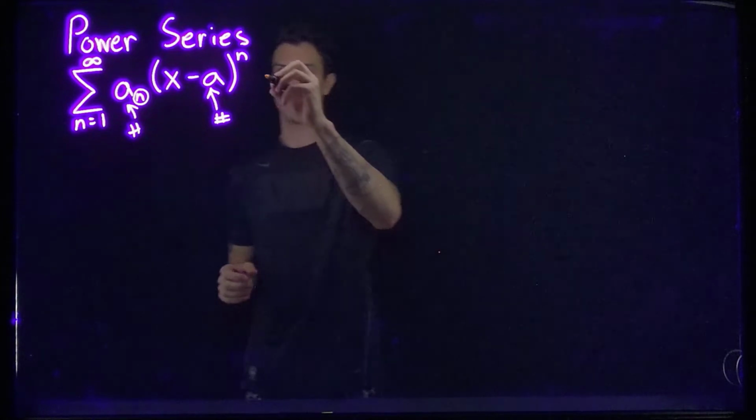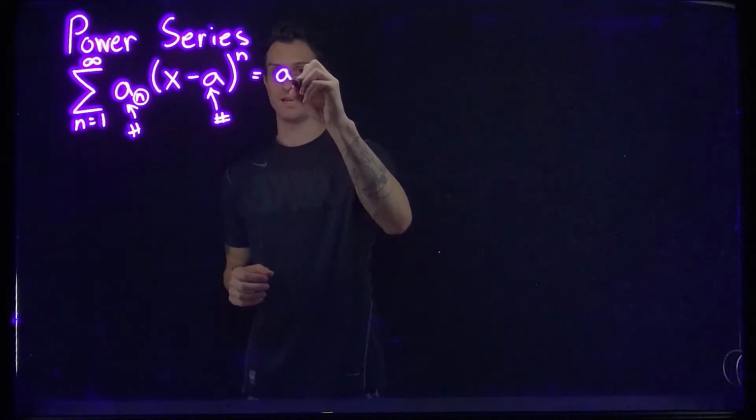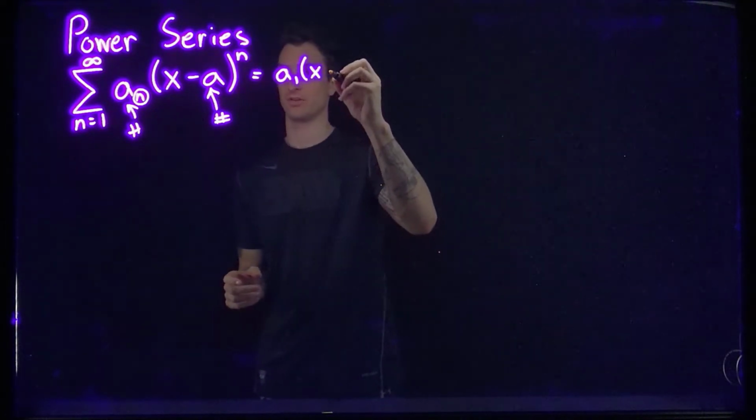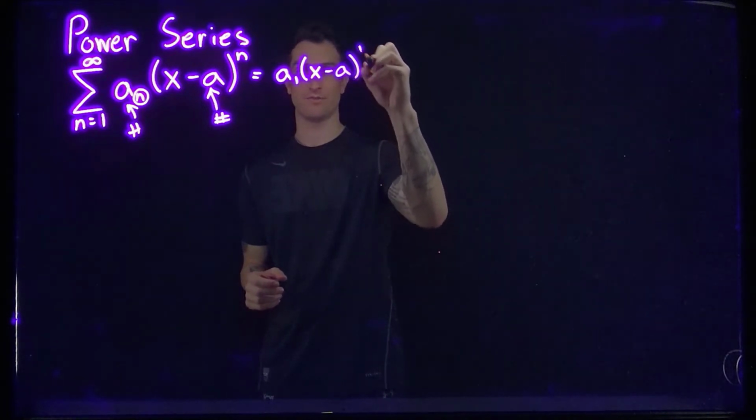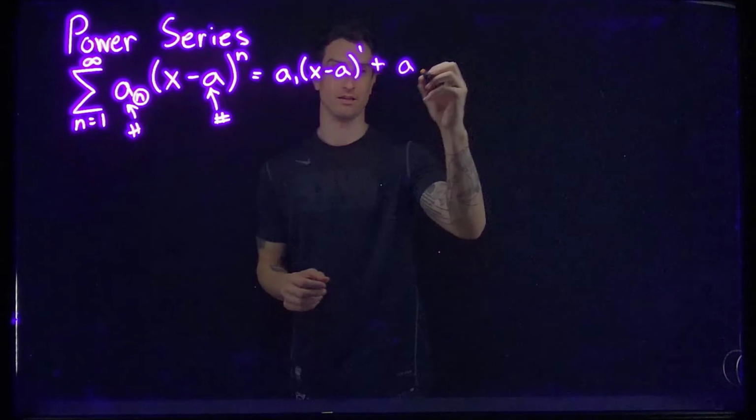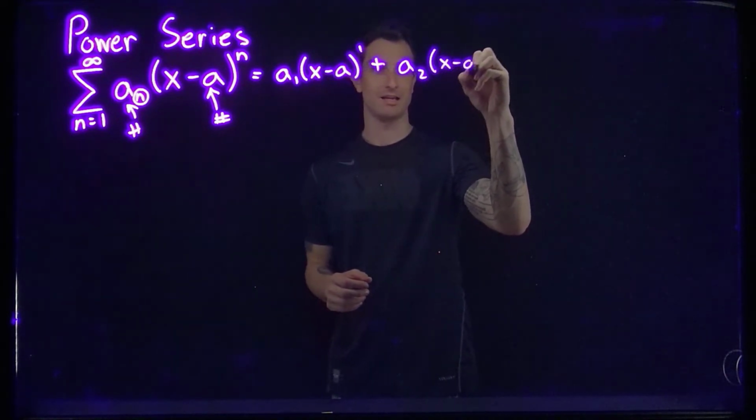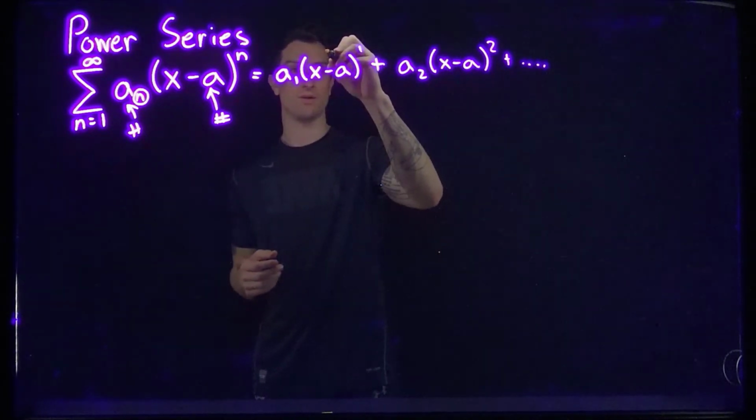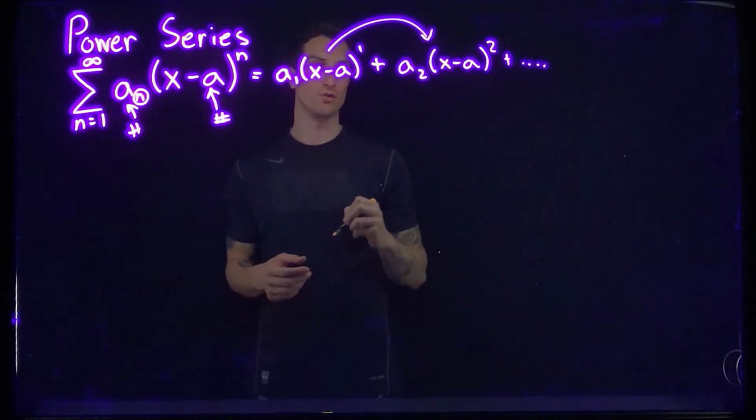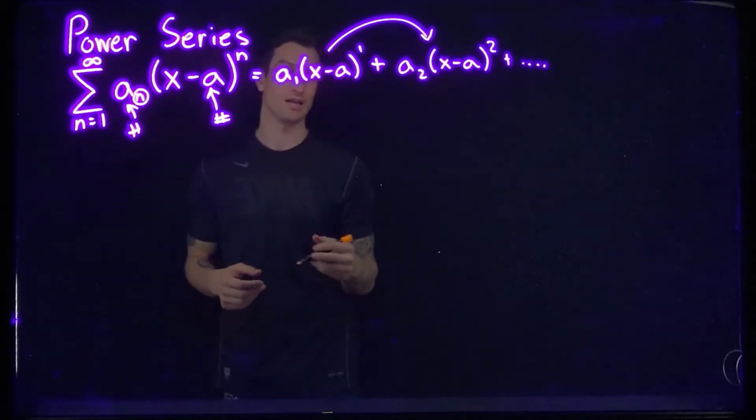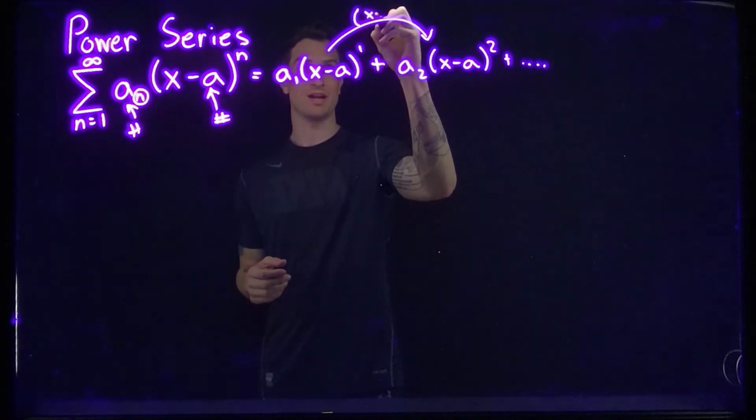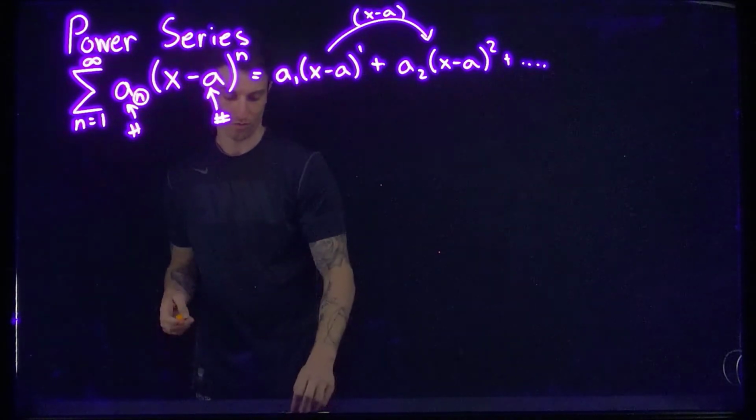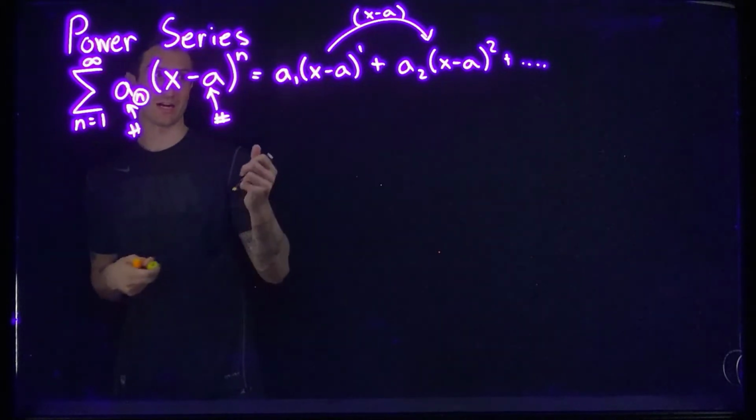So if you write out a couple terms just to get the idea, this is a1 times x minus a to the first power, plus a2 times x minus a to the second power, plus dot dot dot. Sometimes it'll start at 1, sometimes at 0. We'll just start this one at 1. This keeps going. What do we notice from this term to this one? The constants are changing, a1 and a2, but also we're multiplying by an extra x minus a. Hopefully this brings a little bit of familiarity with the geometric series that we already talked about.